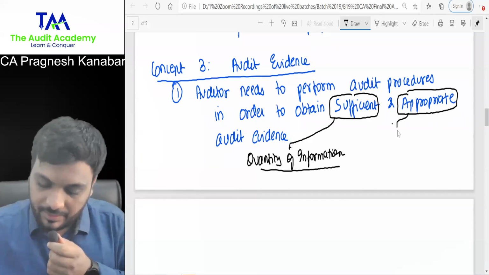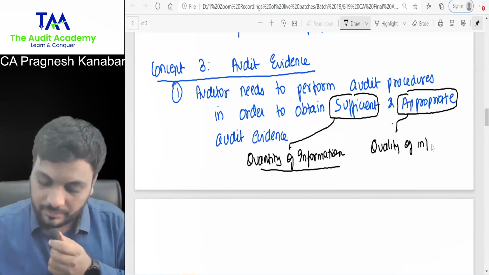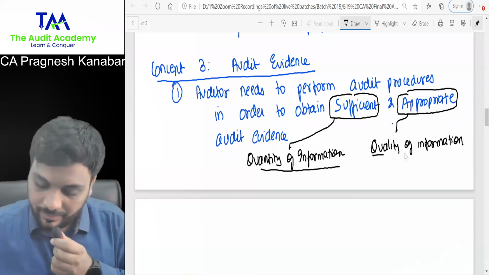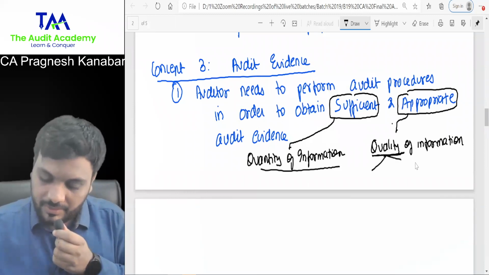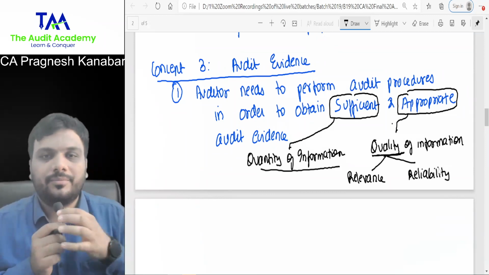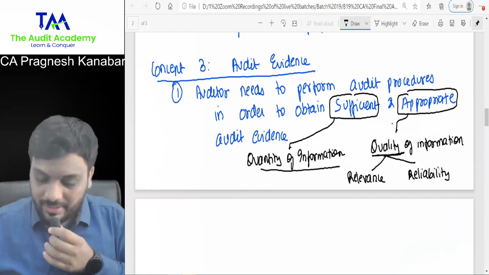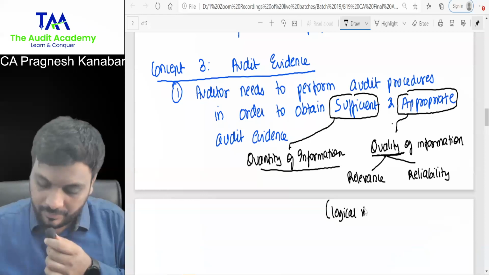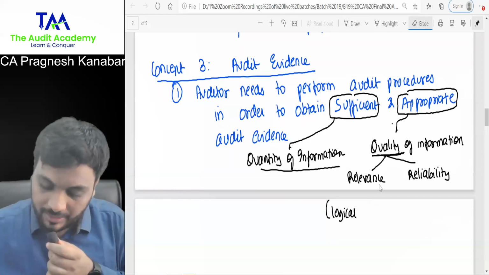Appropriateness means quality of information. What do you understand by the word quality? Quality means relevance and reliability. You need to be aware about some audit words. What do you understand by the word relevance? I need logical information. There should be some logical connection.